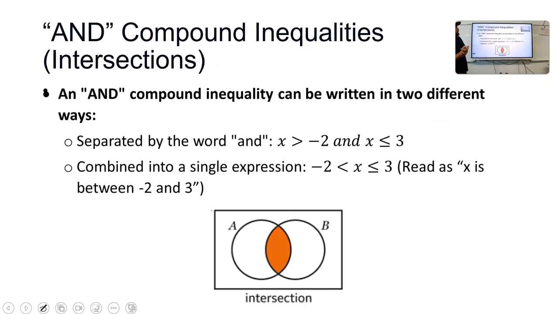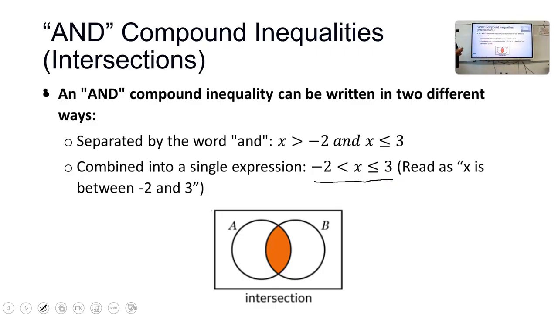So let's look closer at a compound inequality with the and statement. This is an intersection. Compound inequalities can be written in two different ways. First off, you can have it separated by the word and. So x is greater than -2 and x is less than or equal to 3. However, the one we're going to use more than anything else is combining them into a single expression. So we're going to say -2 is less than x, which is less than or equal to 3.